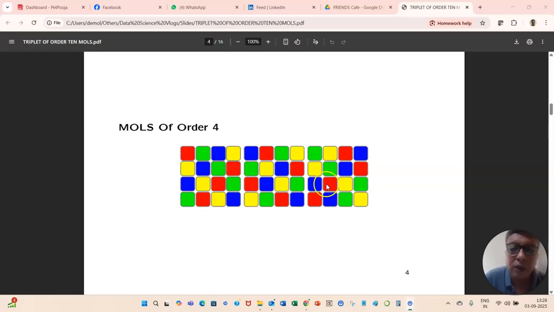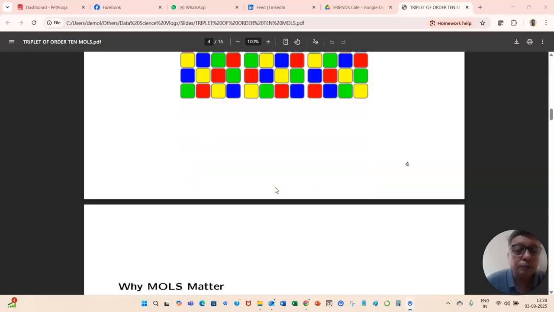This is called a complete set because we have a theorem for any order n. There could be at most n minus 1 mutually orthogonal Latin squares, and this is provable logically or mathematically, but I am not going into the proof. So this is a complete set of MOLS of order 4. It's a nice brain teaser to try to construct them.